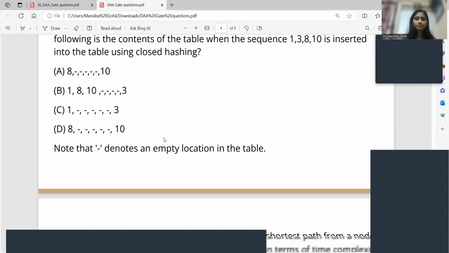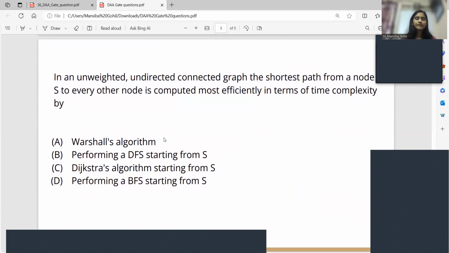Coming to the next question. In an unweighted, undirected connected graph, the shortest path from a node S to every other node is computed most effectively in terms of time complexity by. So first we need to understand what a connected graph, an undirected graph, and an unweighted graph are.